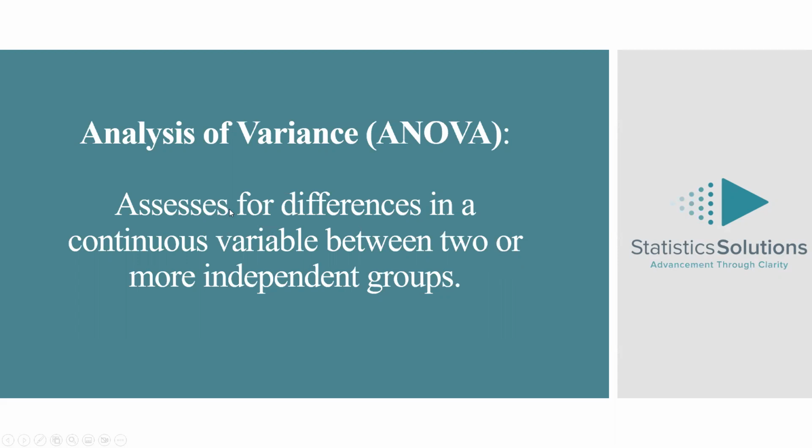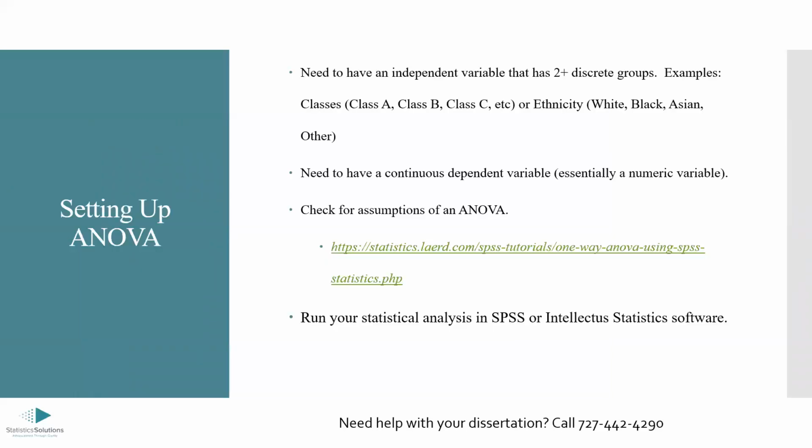So an ANOVA is used when you're assessing for differences. That's the key word. We're assessing for differences in a continuous variable between two or more independent groups. When you're setting up an ANOVA, you need to have an independent grouping variable that has at least two discrete groups. I say two or more discrete groups because you could have only two groups. But in that scenario, you should probably just do an independent t-test. It's a little simpler, a little more straightforward.